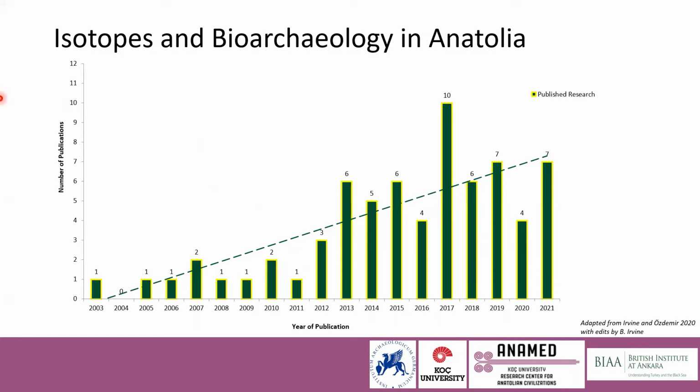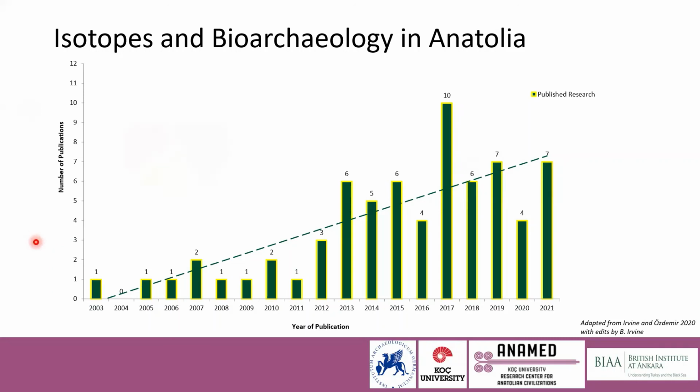And finally, just to leave you with isotopic research in bioarchaeology in Anatolia. These are the number of publications that have dealt with or include isotopic analyses of bioarchaeological materials. And as you can see, the first paper was in 2003. This was a paper by Richards et al. about humans and animals from Çatalhöyük. And generally, there's been a very positive increase throughout the years as more Turkish research projects, studies and researchers are applying isotopic analysis to their work.